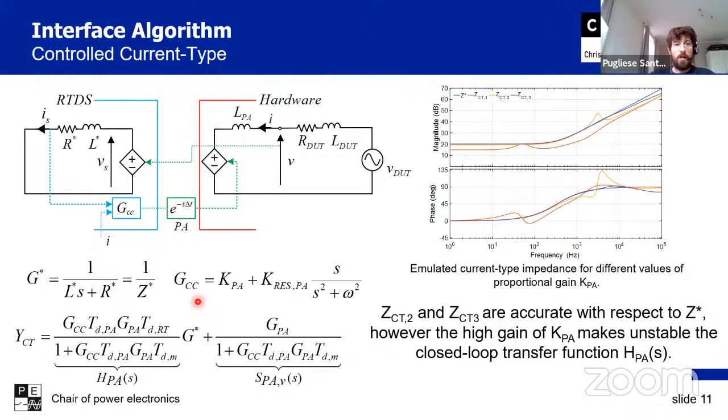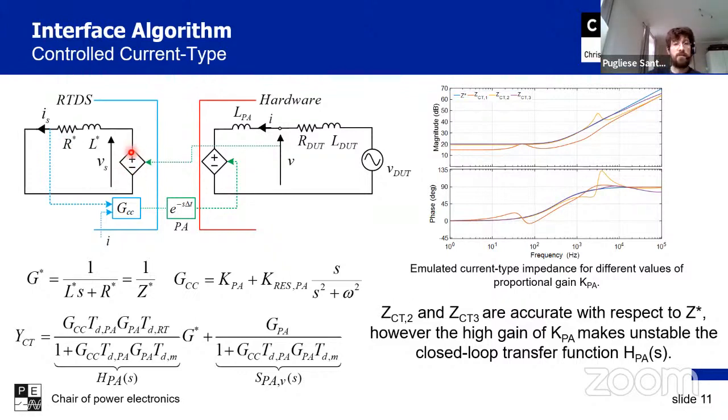So let's see what the interface algorithms are, just to understand better how the loop can be closed. This is called controlled current type. So we still have the device under the test represented with a Thevenin equivalent. At the point of common coupling, we are connecting our power amplifier, which is emulated with a controlled voltage source and with a delay. On the other side, on our TDS, we have the model of my plant. As you see here, I'm also including a voltage source.